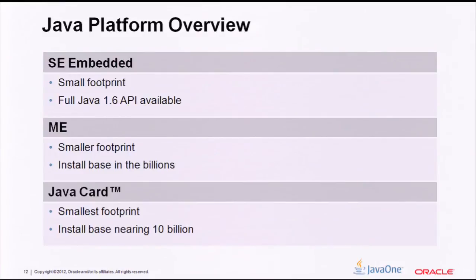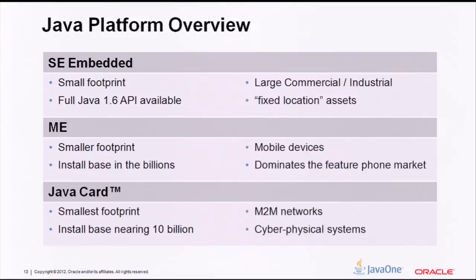Then there's the different platforms that I talked about on the diagram, the layer diagram. There's SE Embedded, which has a small footprint, and it's fully Java SE 1.6 compatible. There's Java ME, which shrinks it down even further by subsetting the Java SE spec. And then there's Java Card, which is the smallest. And again, just as a recap, SE Embedded is meant for large commercial industrial use for fixed location assets. That's like a multifunction printer. It's sitting there in the print room.